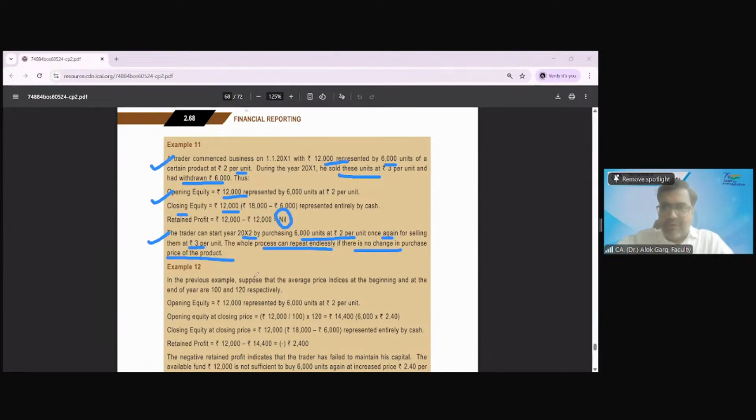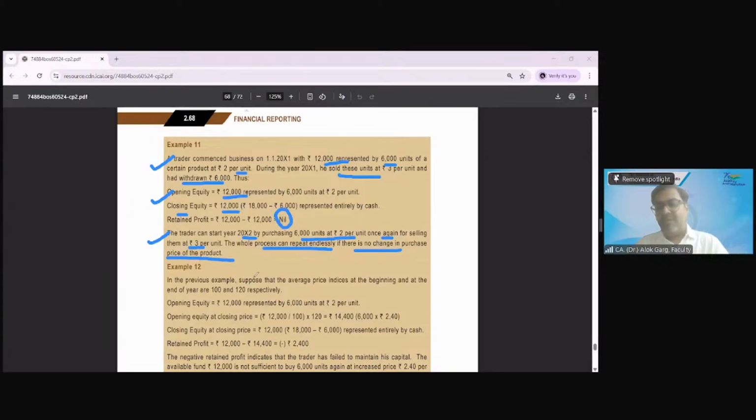Your purchasing power will not diminish. You will be able to sustain your business. अब हर साल क्या करोगे? 2 रुपए पे 6,000 यूनिट खरीदोगे और 3 रुपए पे बेच दोगे. But there is a big assumption which is not the right assumption, which is a theoretical assumption. वो assumption क्या है कि आपको हमेशा से प्रोडक्ट 2 रुपए में मिलता रहेगा. The price will not change.